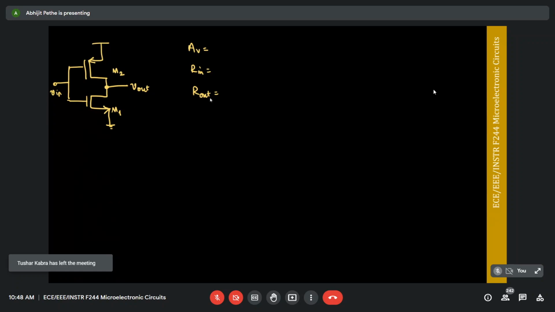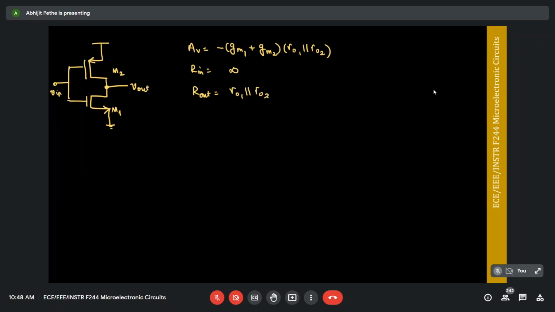So the answer should be minus GM1 plus GM2 into RO1 parallel RO2. Rn is infinity. R out is RO1 parallel RO2.